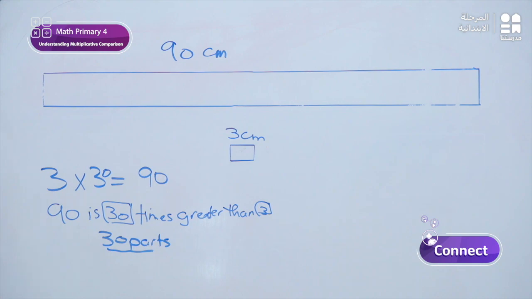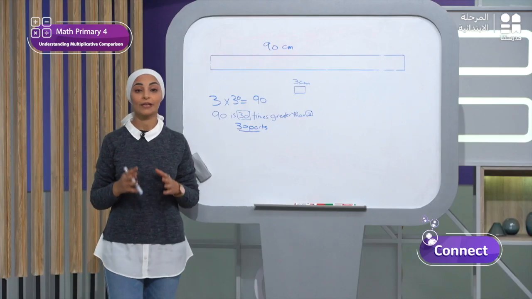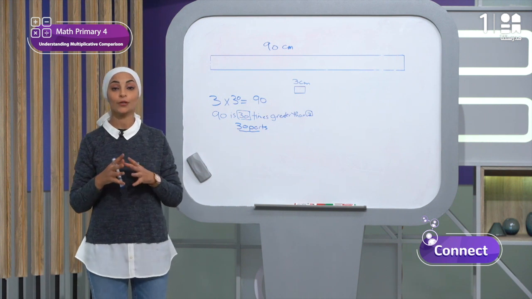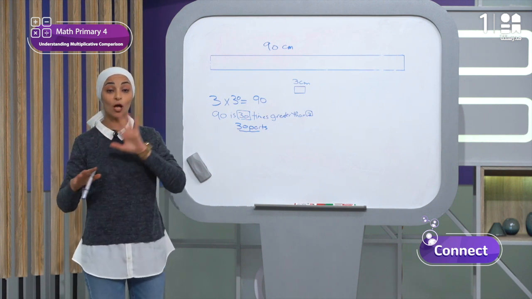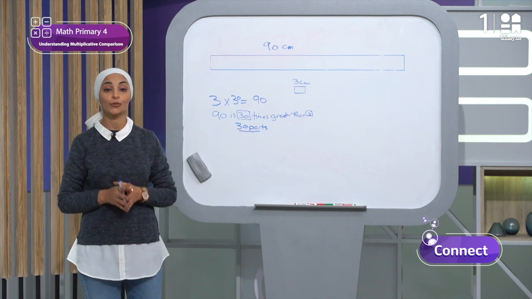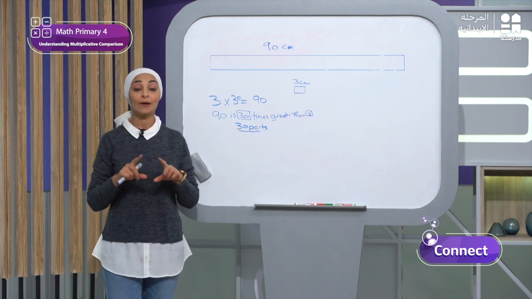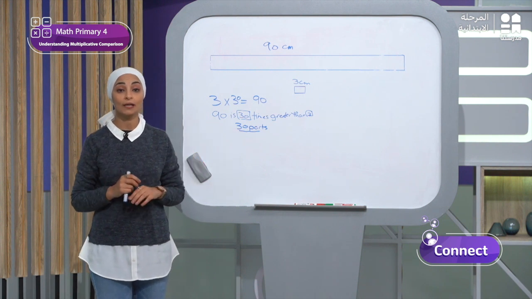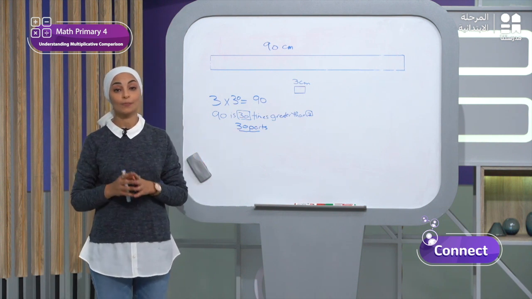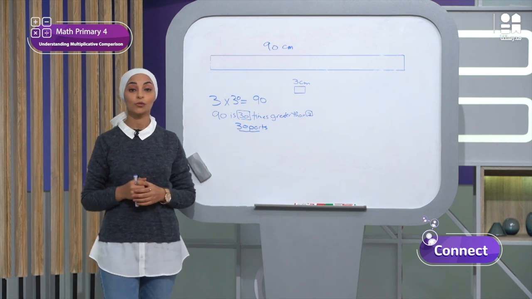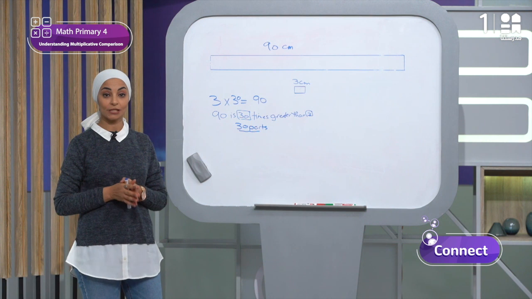Okay. Now, second, if we give 5 of the parts, each one is 3 centimeters long. I have 5 parts, and each part is 3 centimeters long. So how many pieces do I need to take to be equal to the seat belt? First we need to determine how long is each piece.